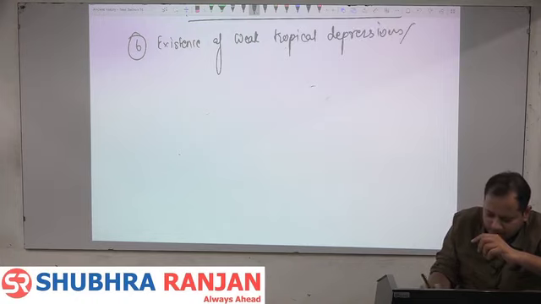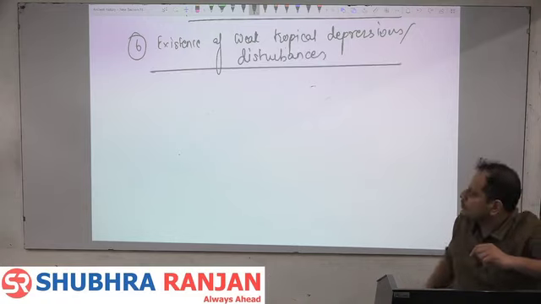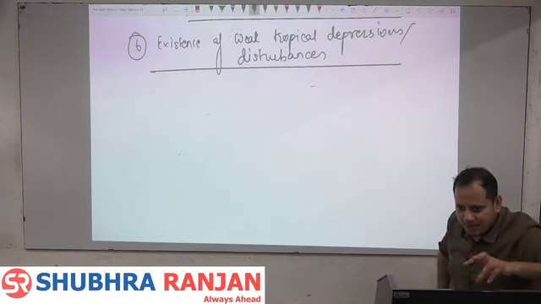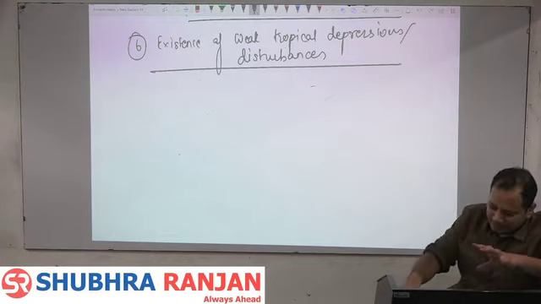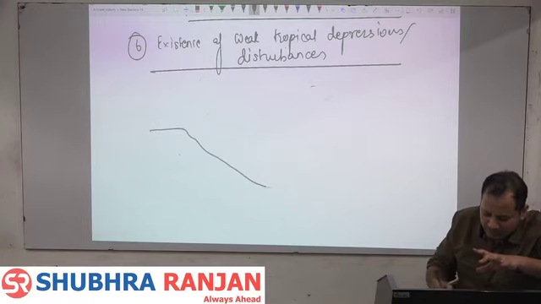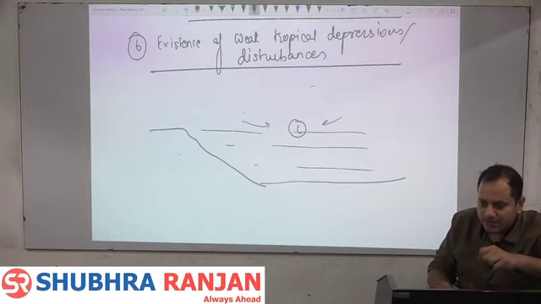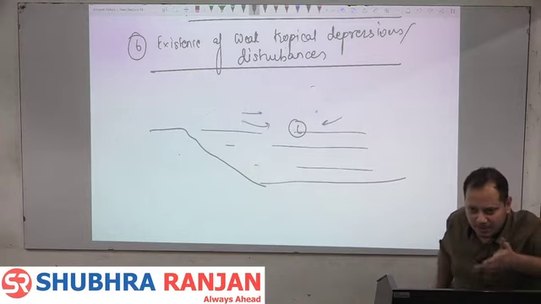Read the point again and tell me what you have understood. Existence of weak tropical disturbances or depressions will help in modifying or intensifying them into tropical cyclones. Matlab, if the sea is already having some depressions, means low pressure centers, then there are better chances that they will get converted into tropical cyclones.